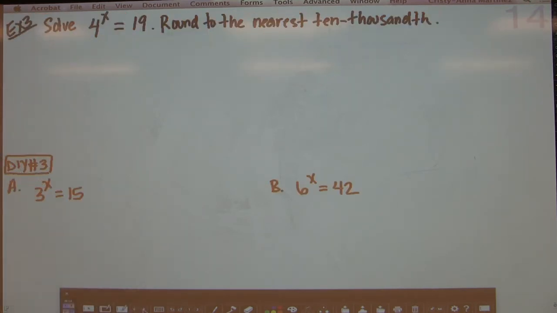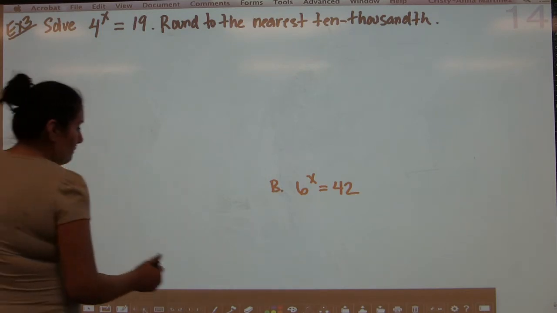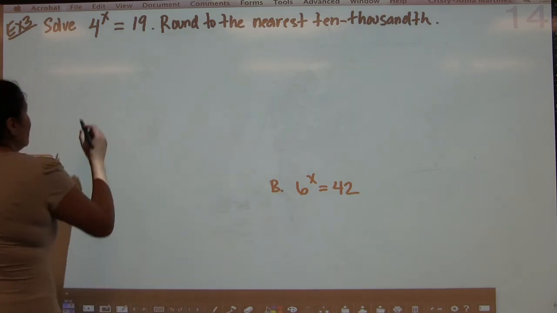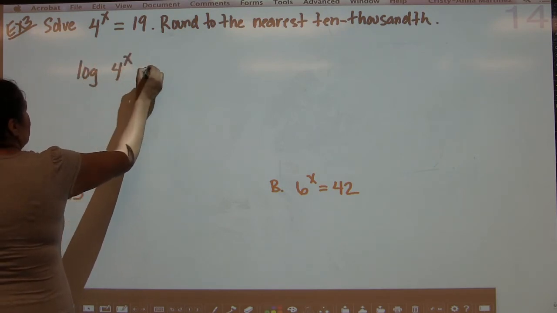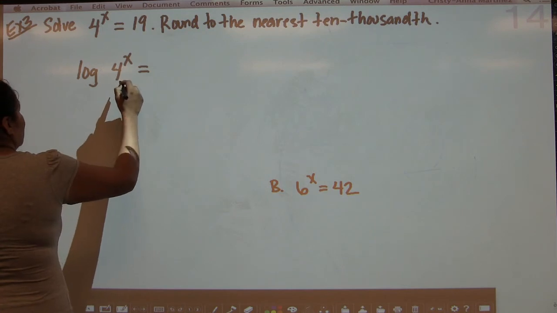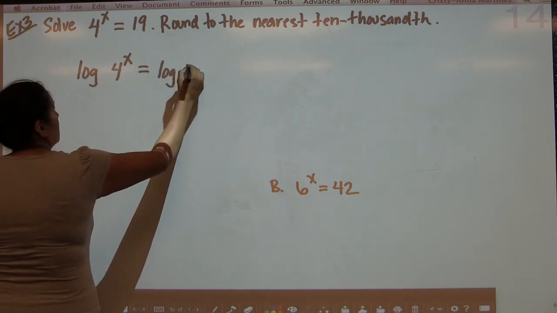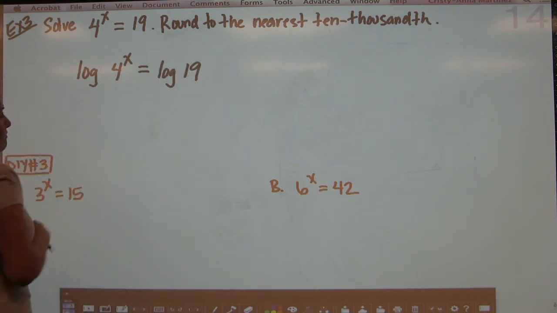It says solve 4 to the x equals 19, round to the nearest 10,000. So again, when you have an exponential form, it makes sense for us to use logarithms to solve them because it is the inverse of the exponential. So what I want to do is use a base 10 and take the log of both sides. So I'm going to rewrite it: log of 4 to the x equals log of 19. So I'm taking the log of both sides.